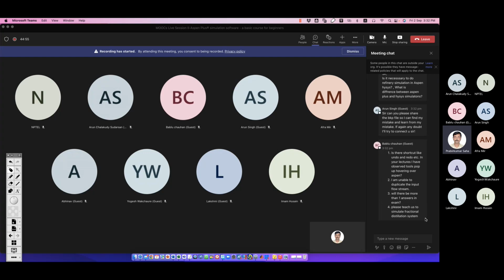And Bablu Chauhan asks, is there a shortcut like undo and redo, etc.? No, there is no shortcut like that.